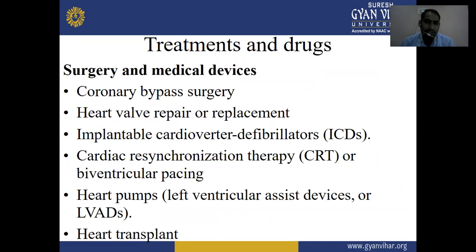Treatment: drugs, surgery and medical devices. Coronary bypass surgery is a treatment of congestive heart failure. Heart valve repair or replacement.